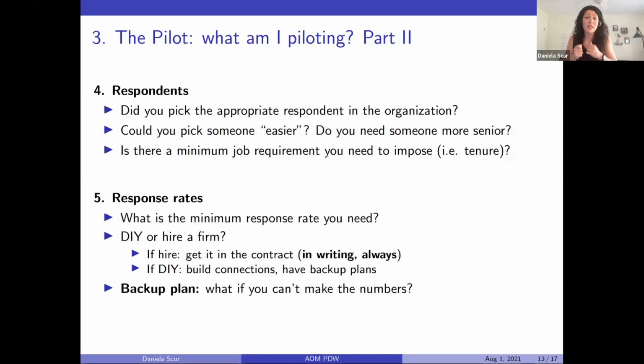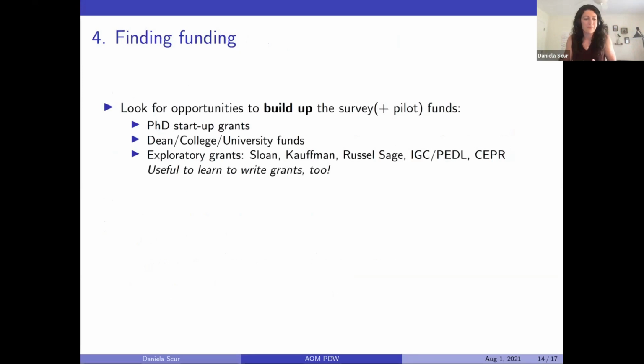But one thing I'll say is if you hire a firm, get it in writing, in your contract, what that response rate is meant to be and what your N is meant to be. And then have a backup plan. What happens if it doesn't work? With a firm, that's not a problem. They'll sort it out. But for yourself, what do you do if you can't get to your sample size?